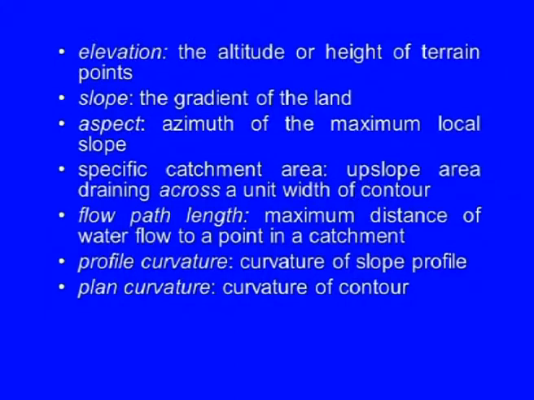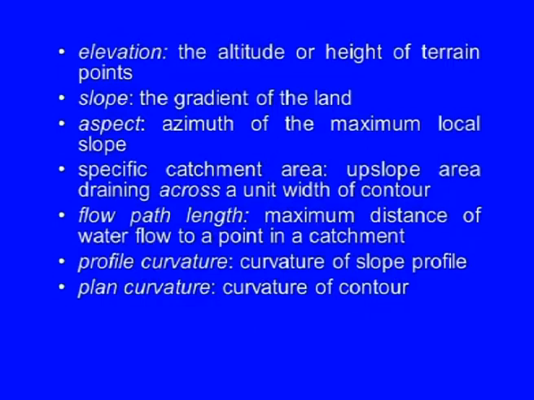So, let us look at some of the definitions of the topographic attributes that we may be interested in extracting from a DEM. First is elevation, which can be expressed as the altitude or the height of the terrain point. The next is slope, which expresses the gradient of the land. Third is aspect, which is nothing but the azimuth of the maximum local slope.